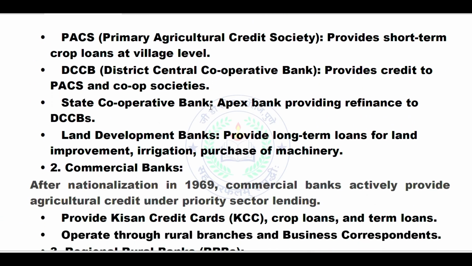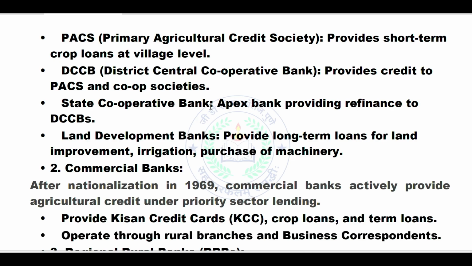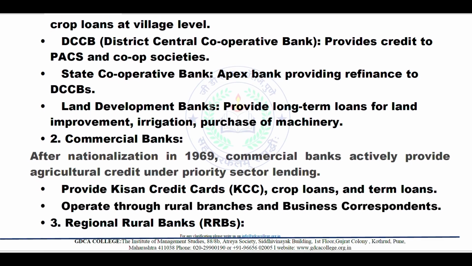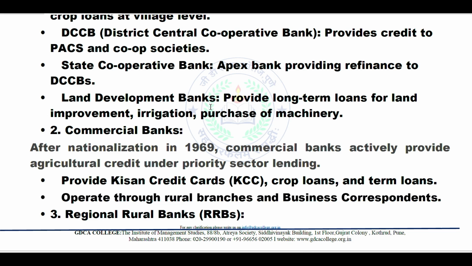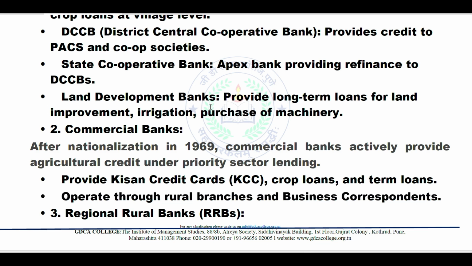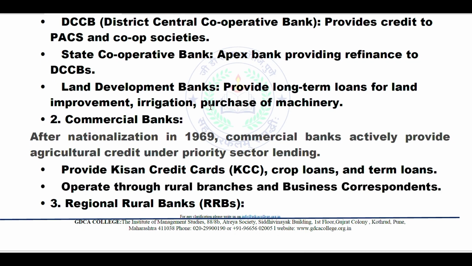PACS, that is Primary Agricultural Credit Society, provides short-term crop loans at village level. DCCBs, District Central Cooperative Banks, provide credit to the PACS and cooperative societies. State Cooperative Banks, the apex bank, provide refinance to the DCCBs. Land Development Banks, that is LDB, provide long-term loans for land improvement, irrigation, and purchase of machinery.